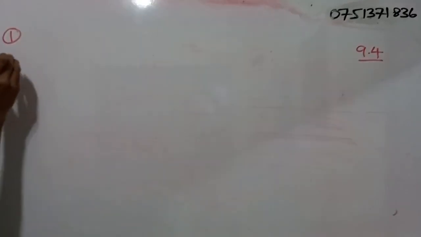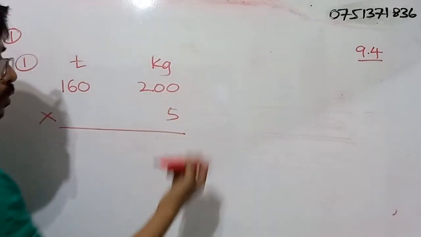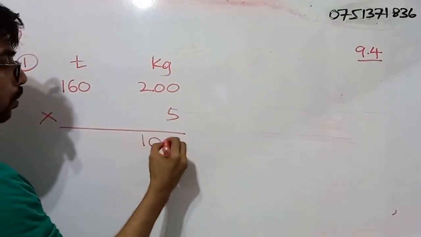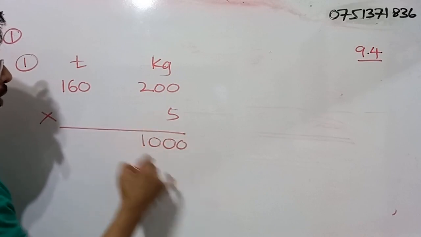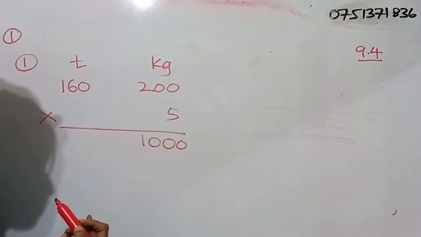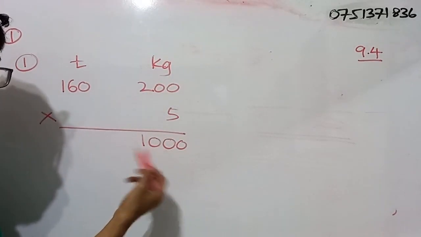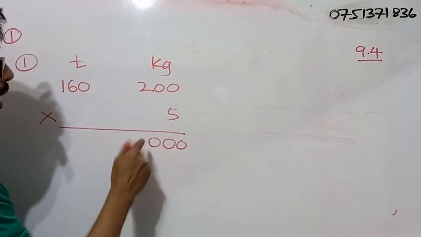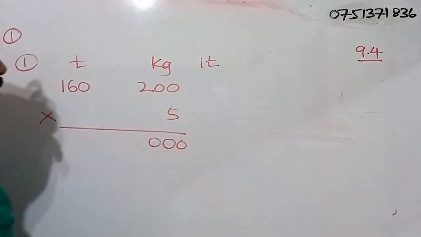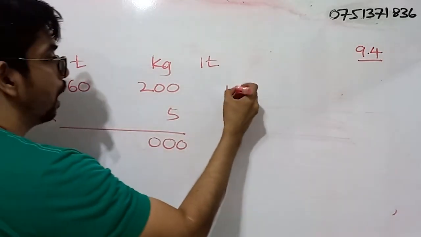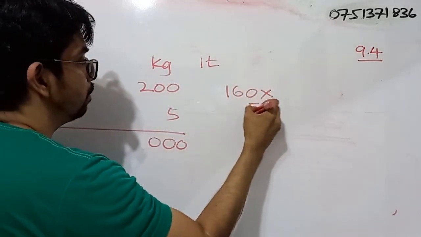Exercise 9.4, under that, part 1. So we know 200 into 5, we know that is 1000, no? But we cannot write 1000 under the kilograms. Why? We have to convert that into tons. Right? So we have 1 ton. Then what do? We have to multiply 160 by 5.